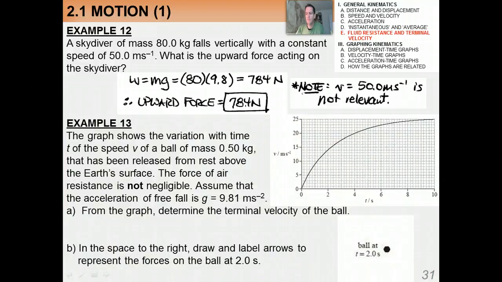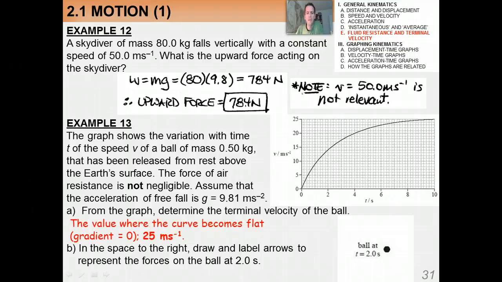Another example, try this one. In this particular graph, we're showing the variation with time of the speed v of a ball of mass 0.5 kilograms that's been released from rest above the Earth's surface. The force of air resistance is obviously not negligible. Assume the acceleration of free fall is 9.81 meters per second squared. From the graph, determine the terminal velocity of the ball.